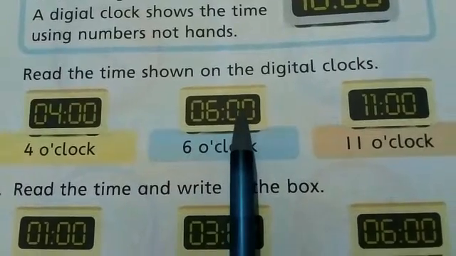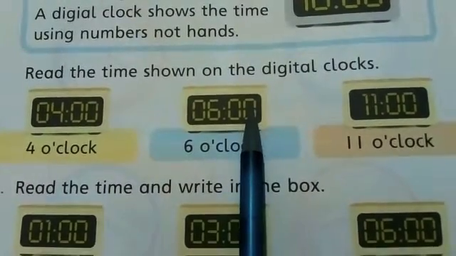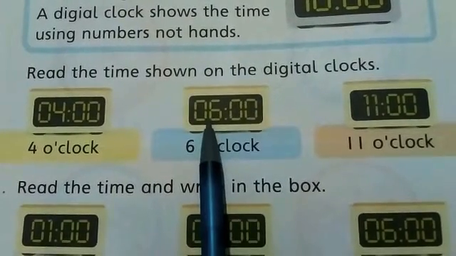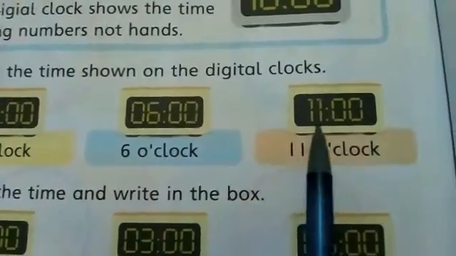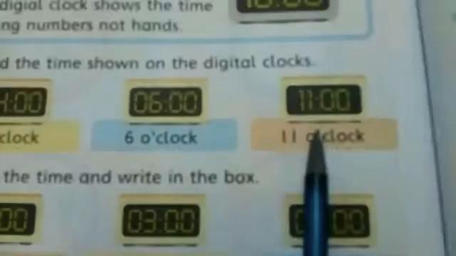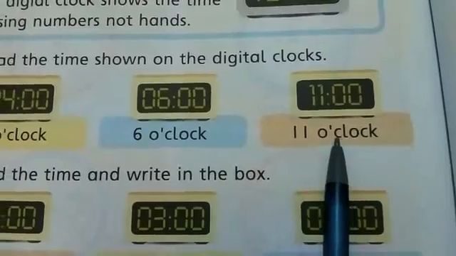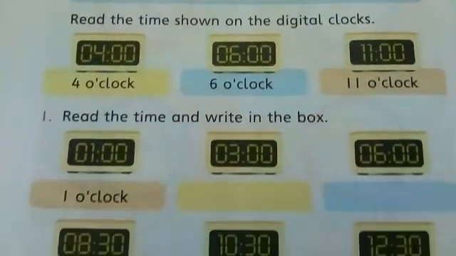Similarly, look at this one. There are again 2 zeros on the right hand side, so the time is 6 o'clock. And similarly here the time is 11 o'clock. Okay beta?